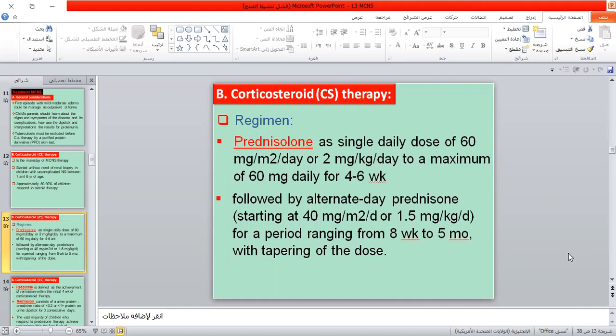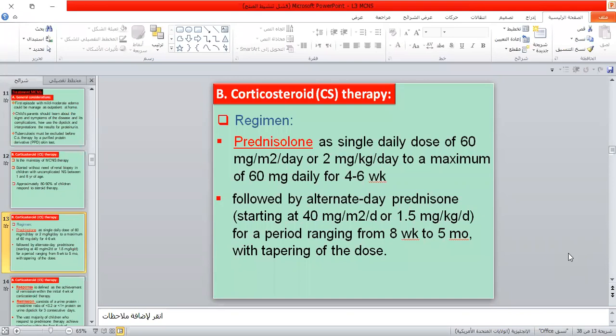by surface area, 40 mg. There I started with 60 mg by surface area, or 2 mg by kg. Here after 4 to 6 weeks I will switch to alternative days, which is 1.5 mg per kg or 40 mg per square meter for a period ranging from 8 weeks up to 5 months according to the condition. Then we do tapering of the dose.